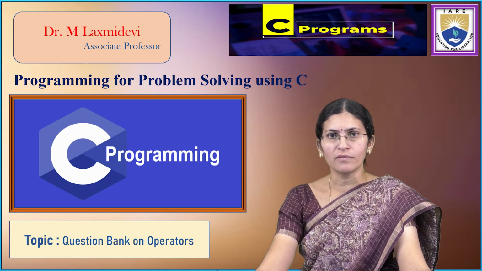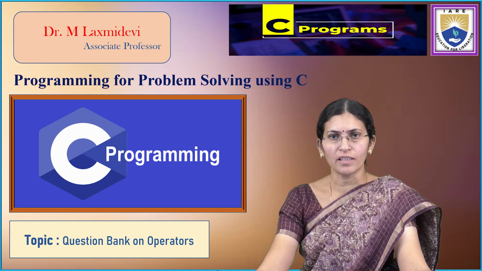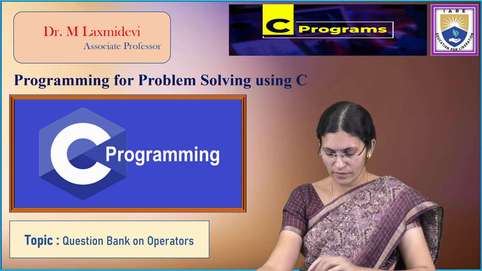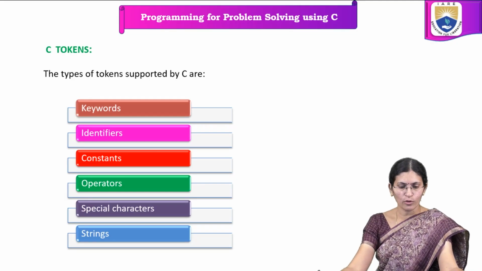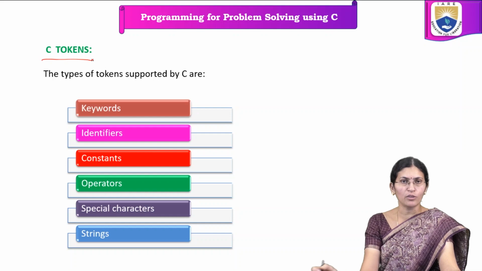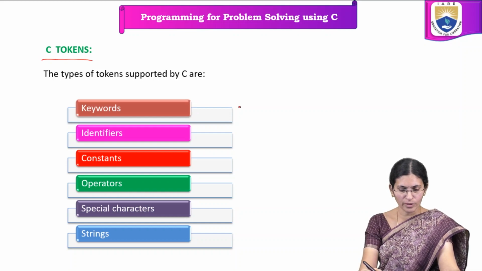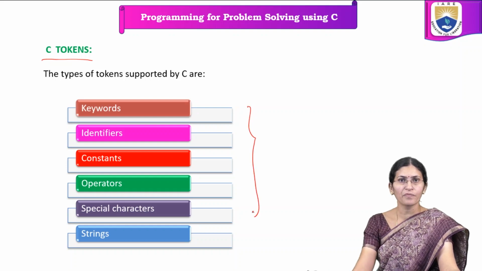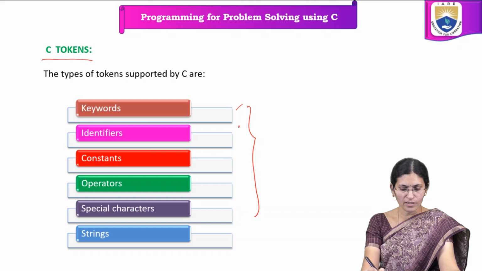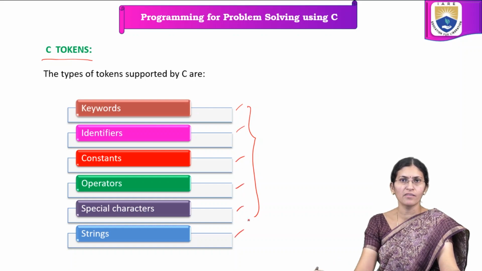In this video lecture, we'll see some programs in the question bank based on operators. So, what is meant by operator? In the previous video lectures, we have seen C tokens. Tokens are the basic building blocks of C programming. These are the different C tokens which are available: first one is keyword, next one is identifier, then constants, operators, special characters and strings.